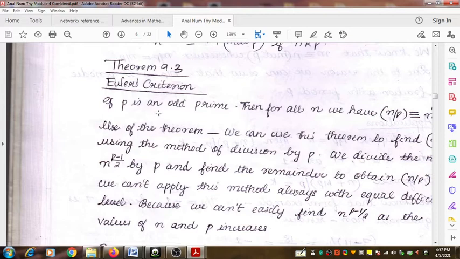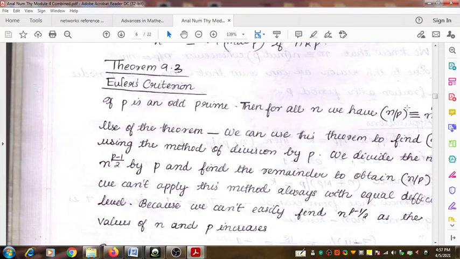Let's read the statement of the result, and that starts with a prime number. Let p be an odd prime. We consider an odd prime p, and then for every natural number n, the Legendre symbol (n/p) is congruent to n raised to (p minus 1)/2. No, this is not equal to, it is congruent to. (n/p) is the Legendre symbol.